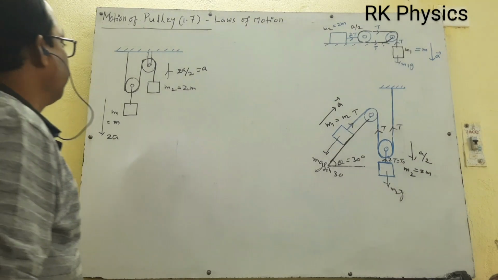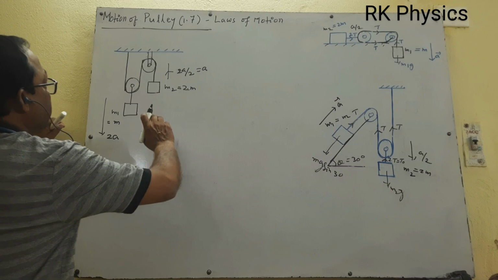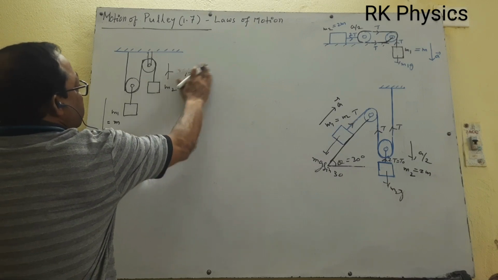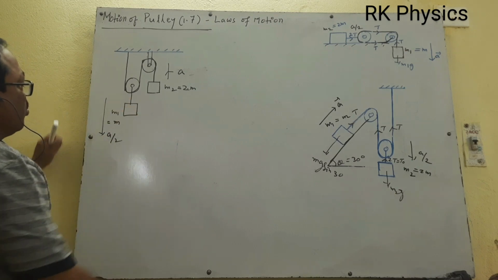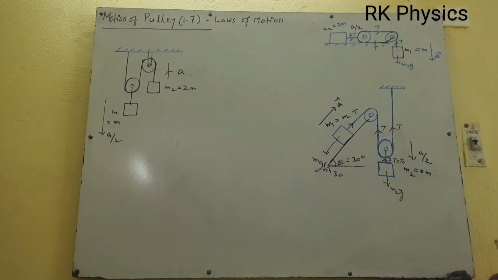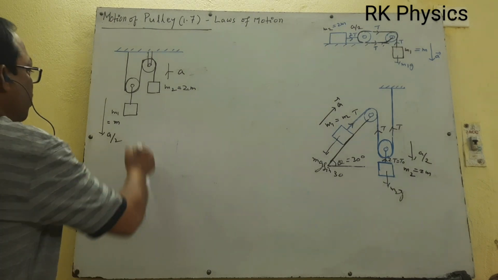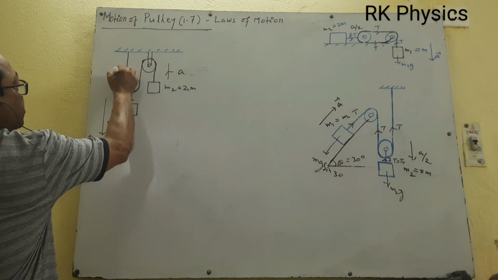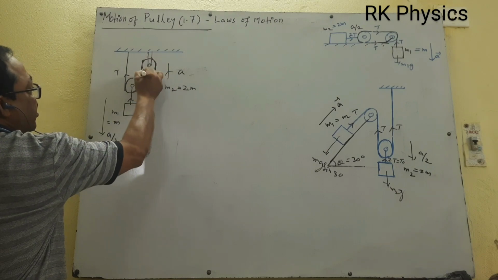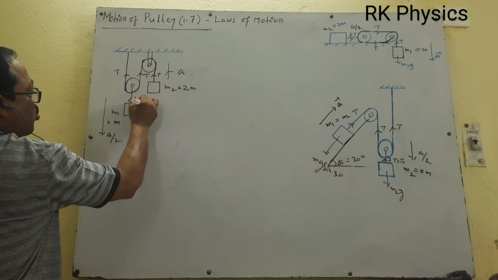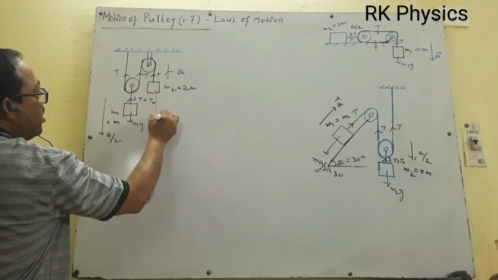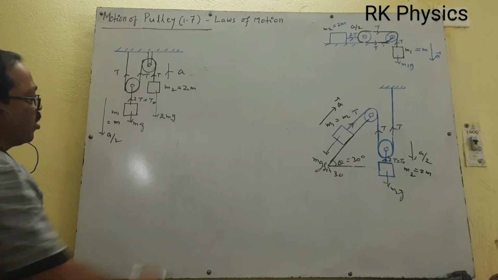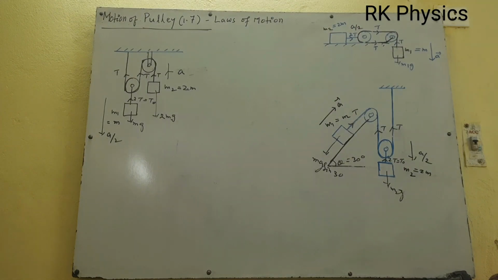Is there any wrong? Now perhaps this is a and this is a by 2. Acceleration of m2 is a, acceleration of m1 is a by 2. Now tensions: this is T, this is a single string, so this is 2T equal to T naught. This is mg and this is 2m into g.